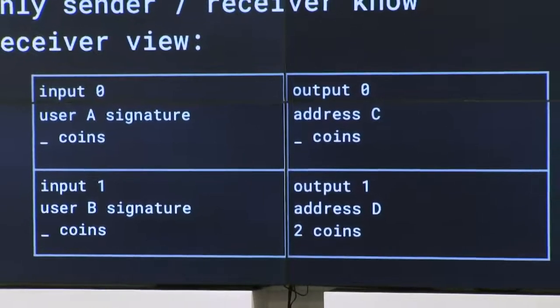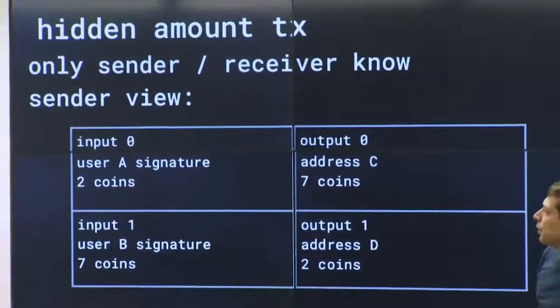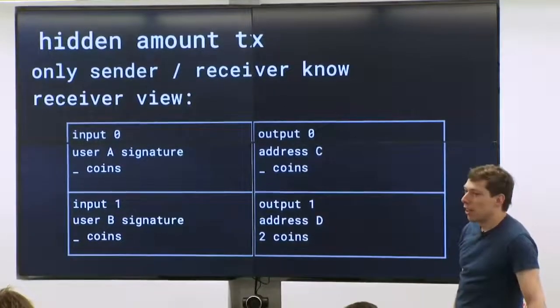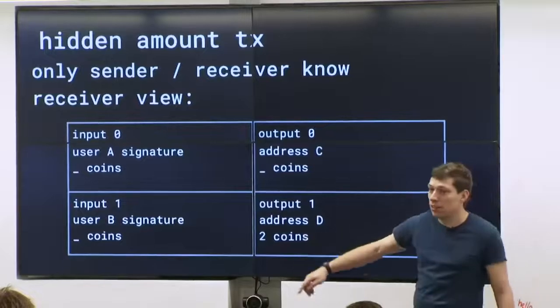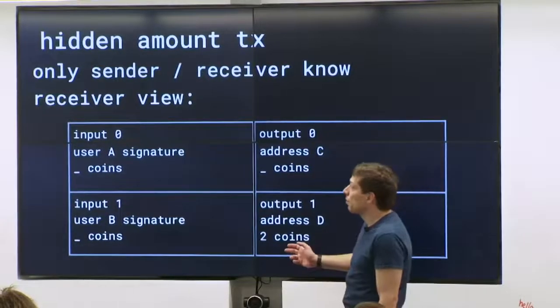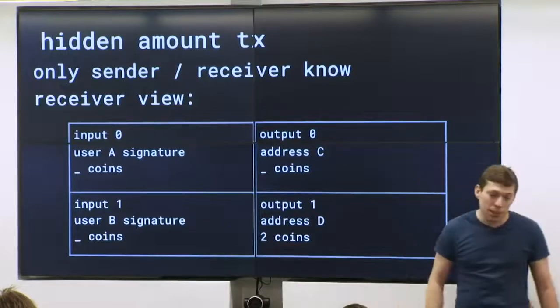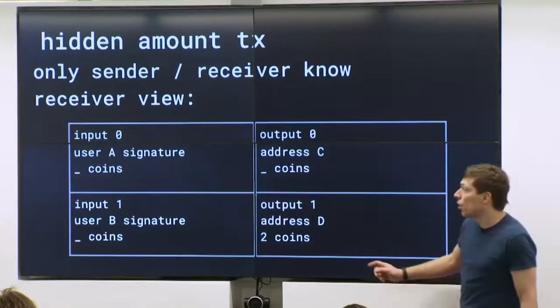maybe the receiver doesn't see everything, right? Maybe the sender can prove to the receiver a single amount, but hide everything else. That would be ideal, right? So the receiver only sees, oh, I'm receiving 2 coins.